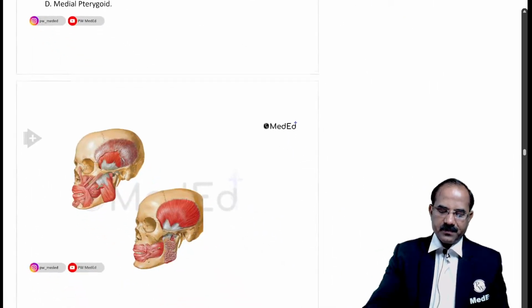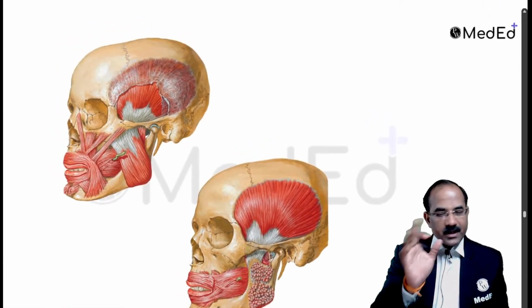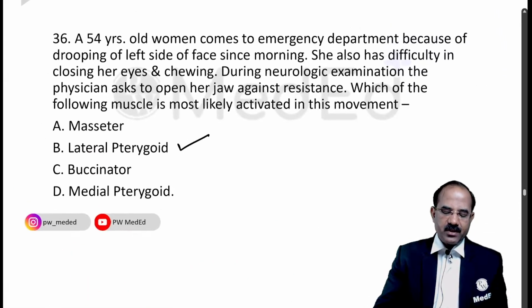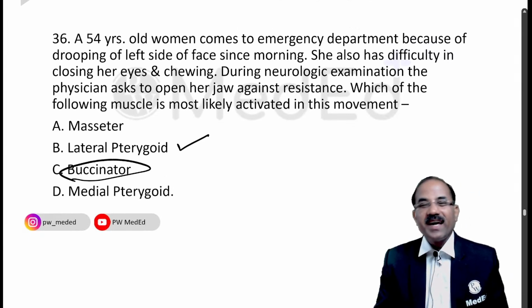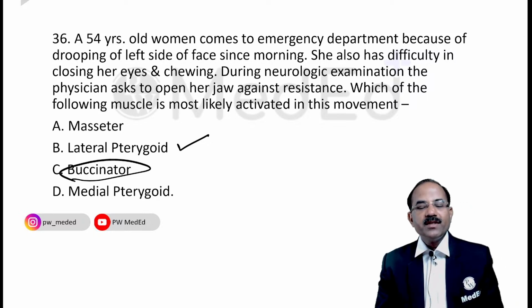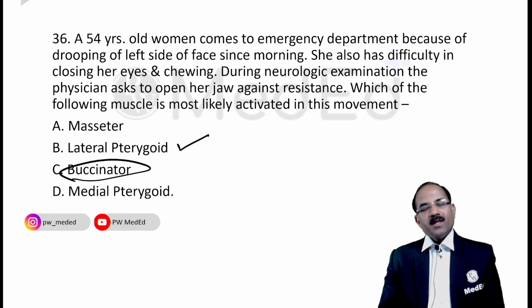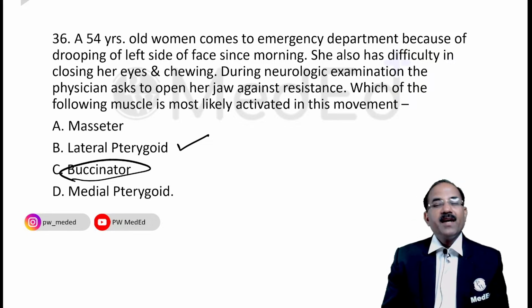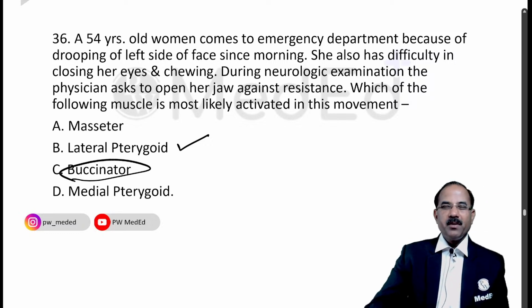Just remember this. Also, identify the muscles, children. Buccinator is not a muscle of mastication. Buccinator is a muscle of facial expression, and it is supplied by which nerve? It is supplied by the facial nerve. The muscles of mastication are supplied by the mandibular division of the trigeminal, the mandibular nerve.